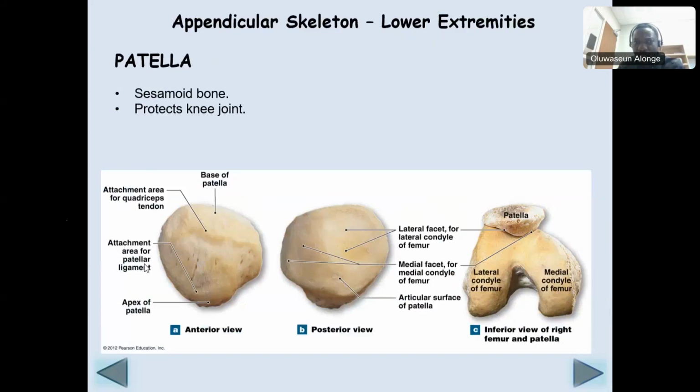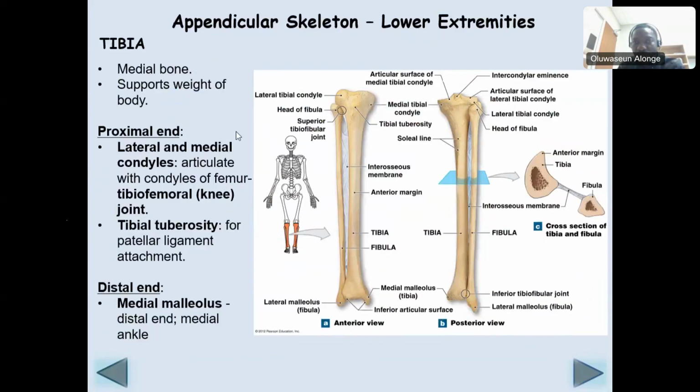Now the patella, this is the patella, and that is what we call the kneecap. It's a sesamoid bone, and its major job is to protect the knee from impact. Now we have the tibia. Like I told you, the tibia alone articulates with the femur. The fibula does not articulate. That means that as the weight is coming from the femur, it comes straight to the tibia. Weight is not transferred to the fibula. The fibula does not bear weight. It only reinforces the tibia.